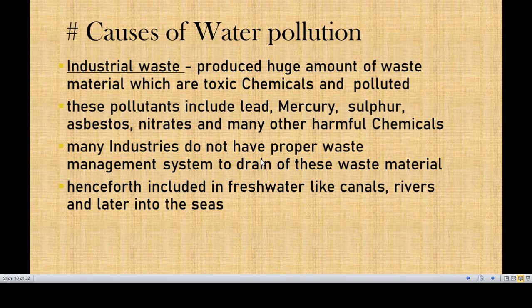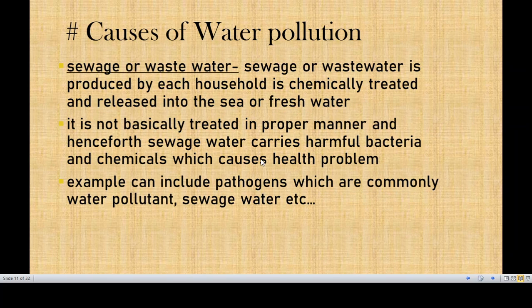So you can see that there is directly an impact on the sea, canals, rivers, oceans, fresh water bodies, underground water bodies, and this will directly result in harm to the aquatic system also. Okay, so that is called industrial waste. You have to remember that the pollutants released from industrial waste are lead, mercury, sulfur, asbestos and nitrates. The second one is sewage water.